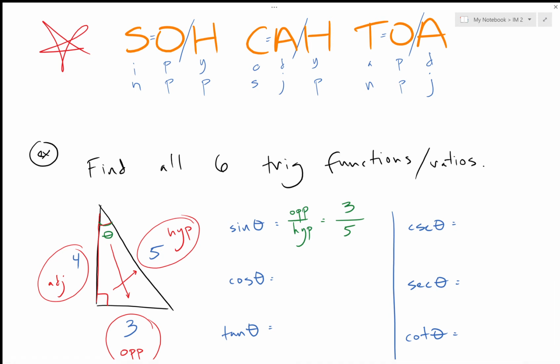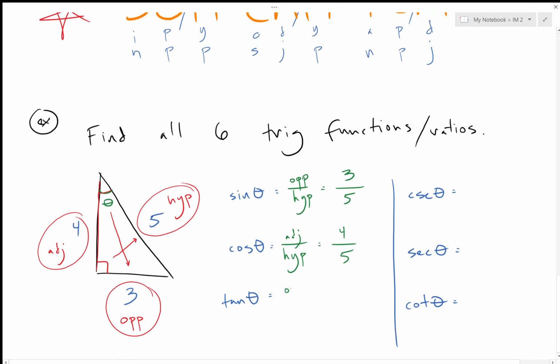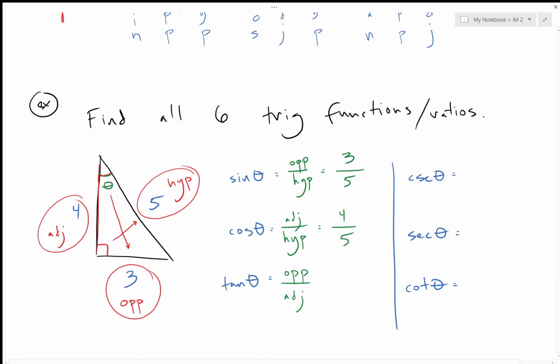Cosine, if we're looking back up at SOHCAHTOA, is adjacent over hypotenuse. So the adjacent side is 4 and the hypotenuse is 5. And finally, we're looking for tangent. Tangent is opposite over adjacent, TOA, opposite adjacent. So the opposite is 3, and the adjacent is 4.